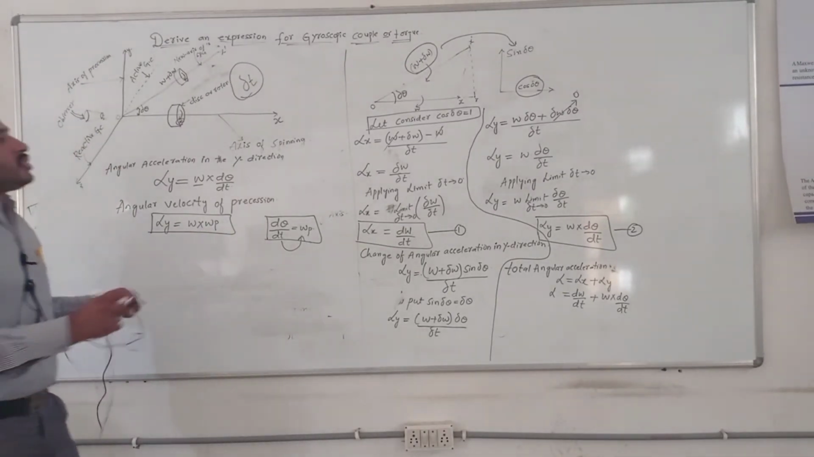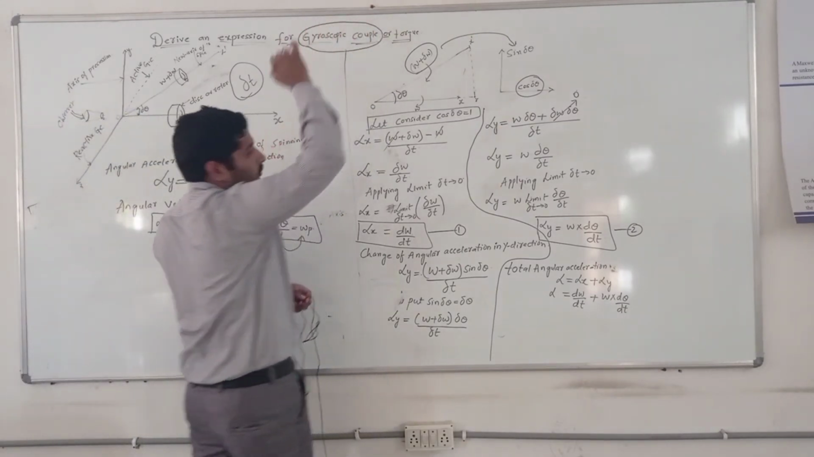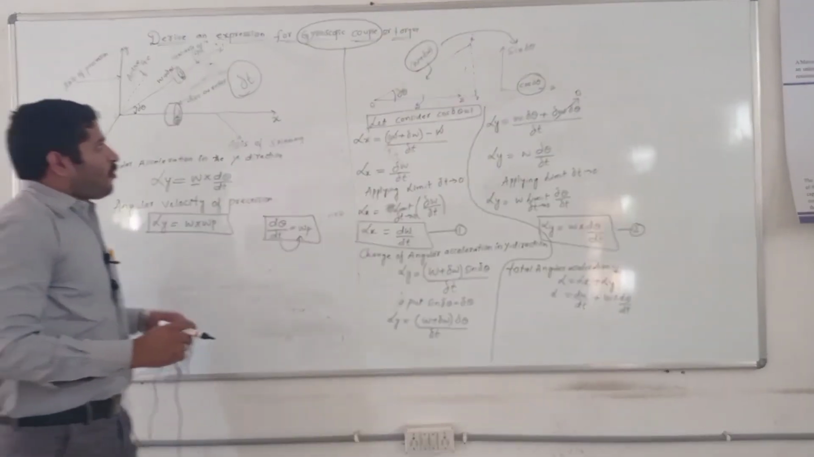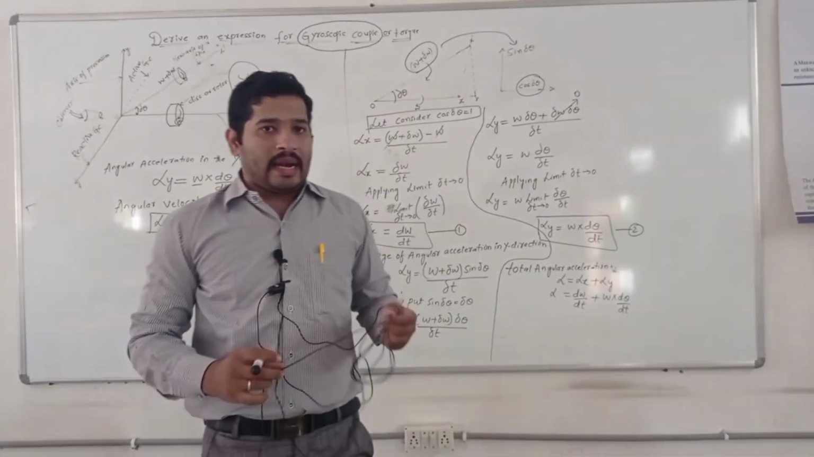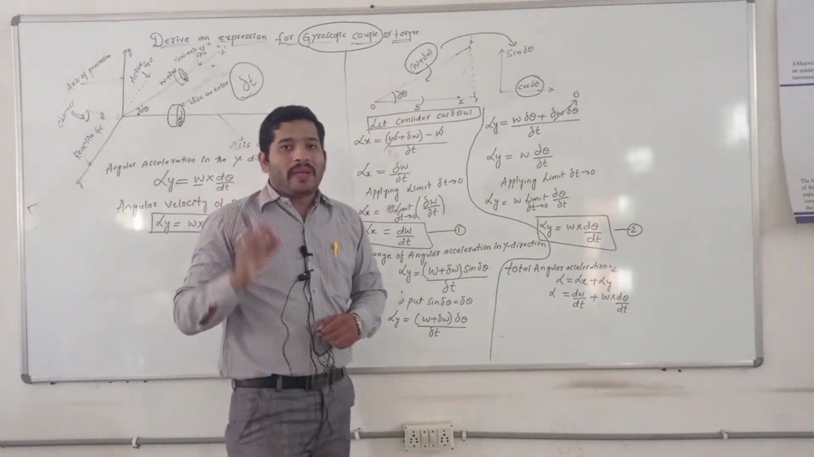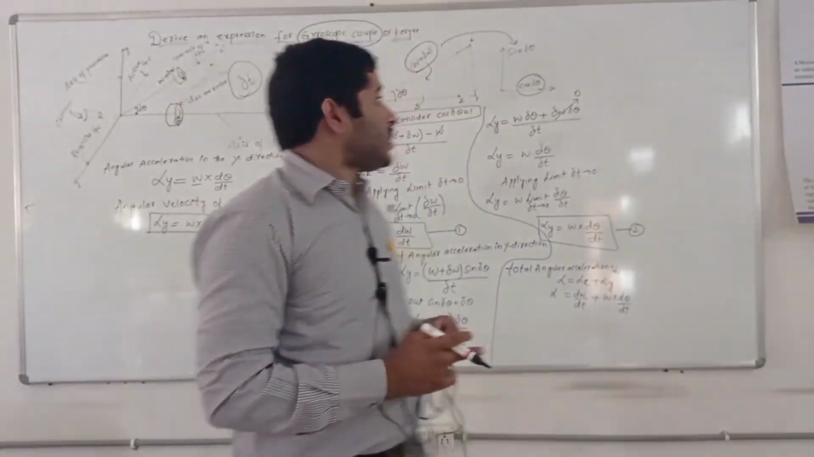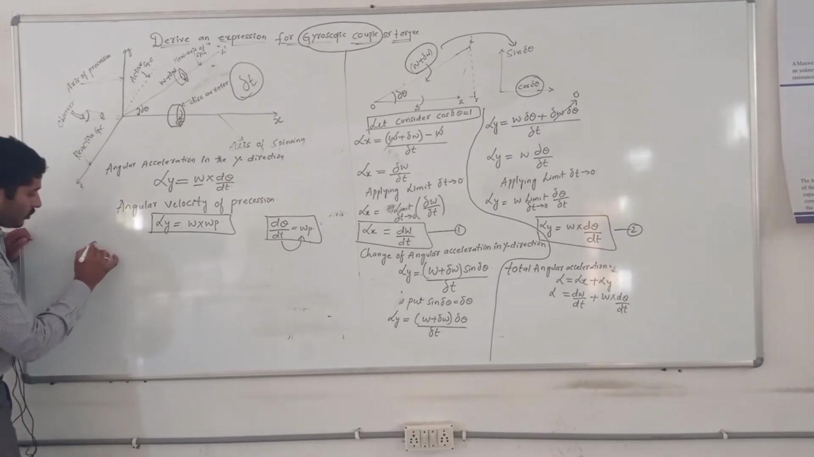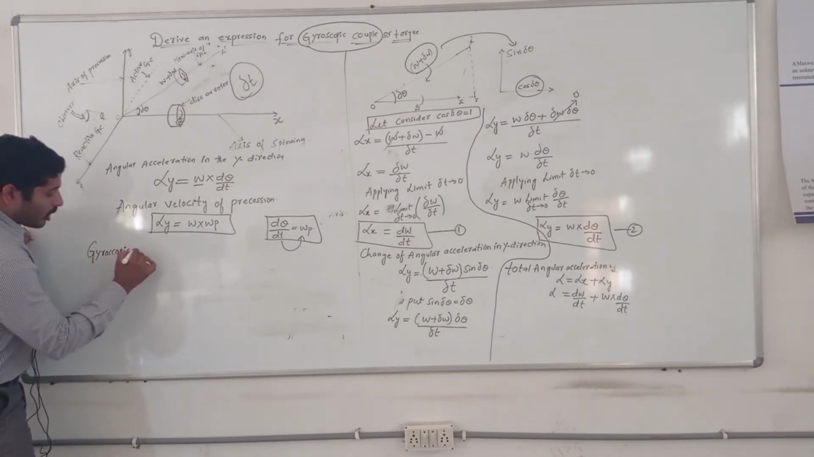Again, our intention is to find the gyroscopic couple. What do we need to find here? The gyroscopic couple. To find the gyroscopic couple, we have to know Newton's second law. Newton's second law states that the force is equal to the product of mass and acceleration. Let us see the gyroscopic couple.